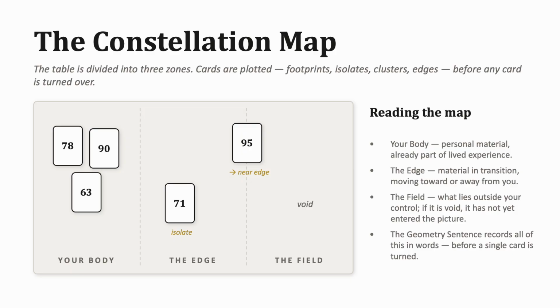Nearest you is your body, personal material, already part of your lived experience. The middle is the edge, material in transition, moving toward or away from you. The far zone is the field, what lies outside your control, and if it's empty, it simply hasn't entered the picture yet. You capture all of it in words, a geometry sentence, before a single card is turned face up.